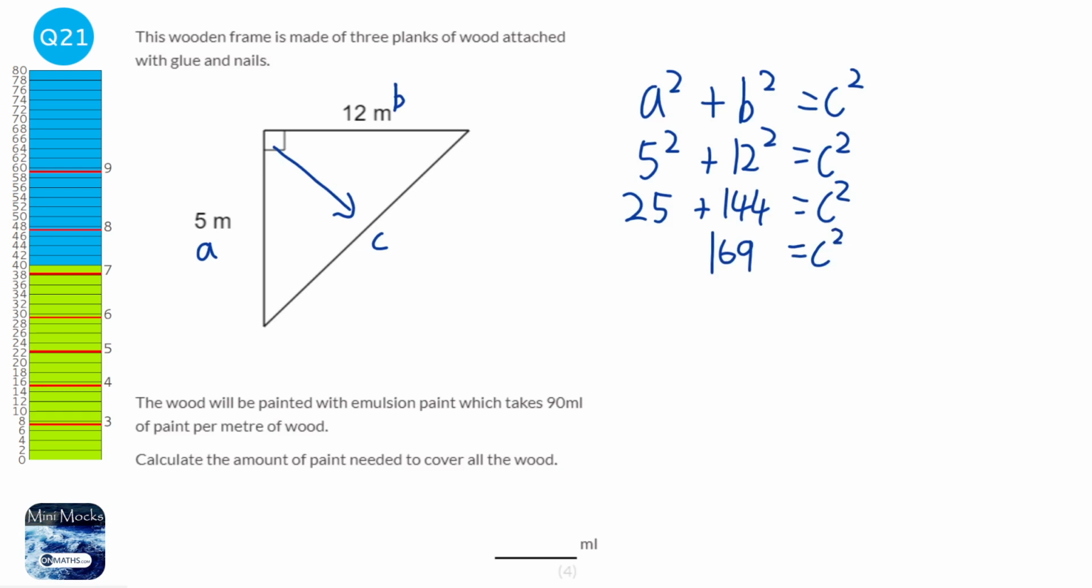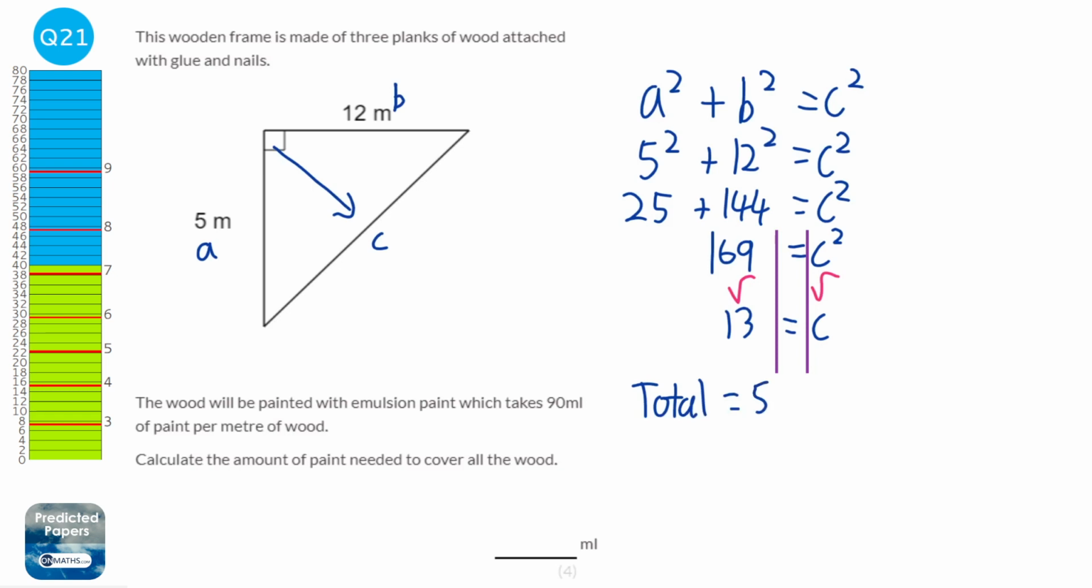Now that's c squared, so we need to solve here, and the way to solve is just to square root both sides, and so it would be 13 equals c. Because it's distance, we don't worry about the negative 13, so just the positive 13. So we know c is 13, so we need to know what the total length around the triangle is. So we're going to add the 5, the 12, and the 13 we've just found. When you do that, you get 30. So we know there's 30 meters in total.